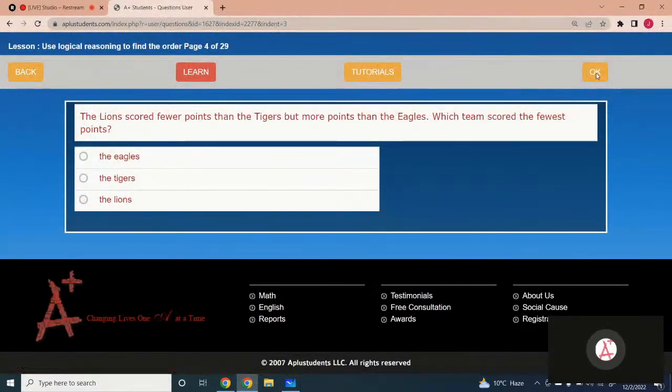Okay, the next one is, the Lions scored fewer points than the Tigers, but more points than the Eagles. Which team scored the fewest points? The Eagles, the Tigers, the Lions.